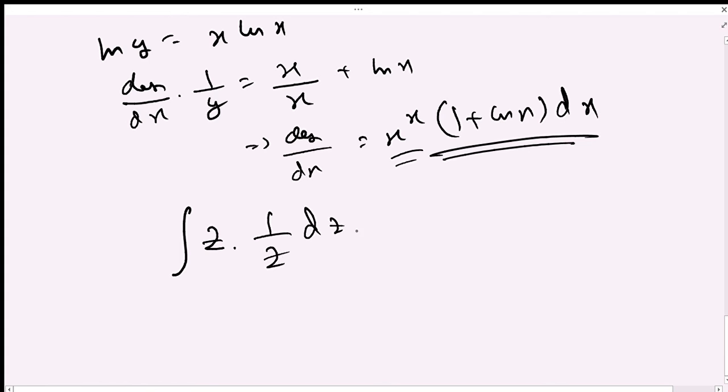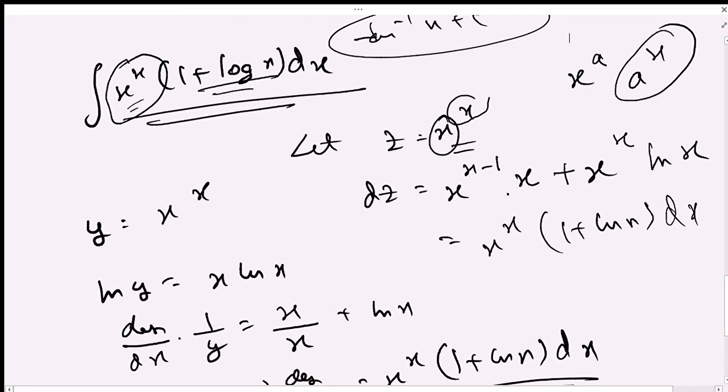Now what is the reason behind that? See, you get x to the power x equals z. Clear? Now easily check this. In the dz portion you can take this to be z. From here what do you get? You get dz over z is equal to 1 plus ln x dx.